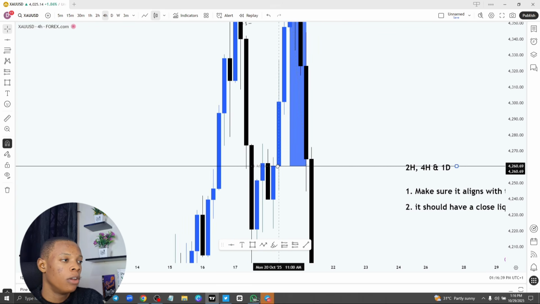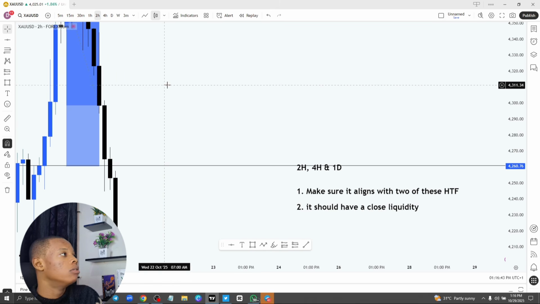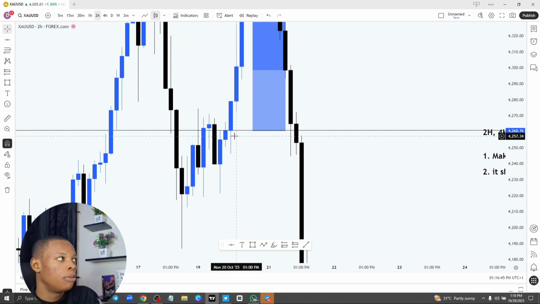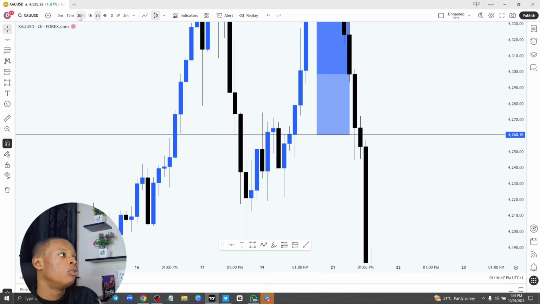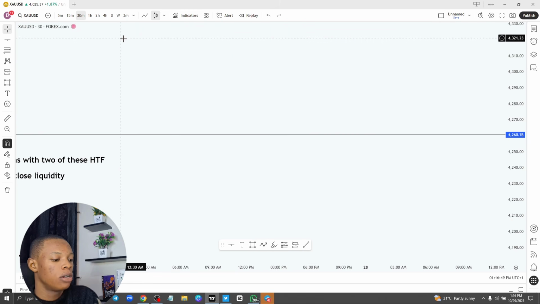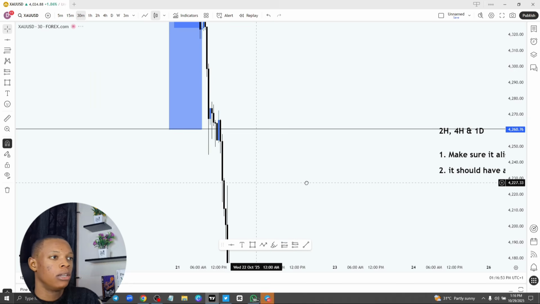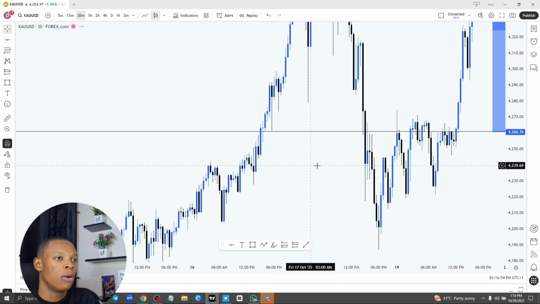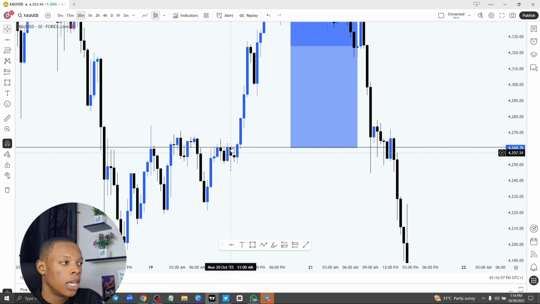This is a long wick on a 4-hour time frame. Let's see how it looks on a 2-hour time frame. On the 2-hour time frame, pretty much aligning. Now let's go to a lower time frame and see if it has liquidity close to this very key level. If it doesn't have liquidity, that's not how we trade it. Now watch. This is a key level which on a 15 minutes time frame, like I told you, you can now mark it out as an order block. I can mark out this black candle right here as an order block.